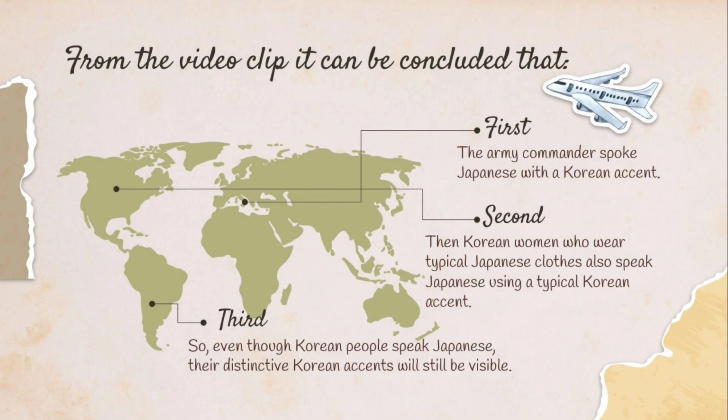Okay, from the video clip it can be concluded that the first is the army commander spoke Japanese with a Korean accent. The second is 10 Korean women who wear typical Japanese clothes also speak Japanese using a typical Korean accent. Third, so even though Korean people speak Japanese, their distinctive Korean accent will still be visible.